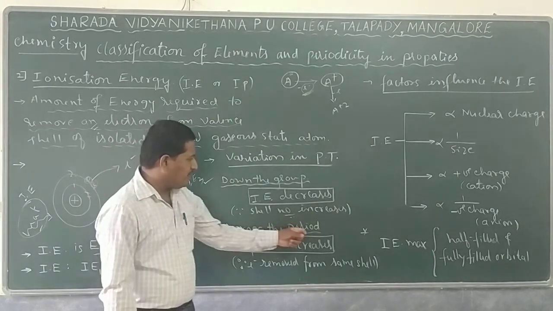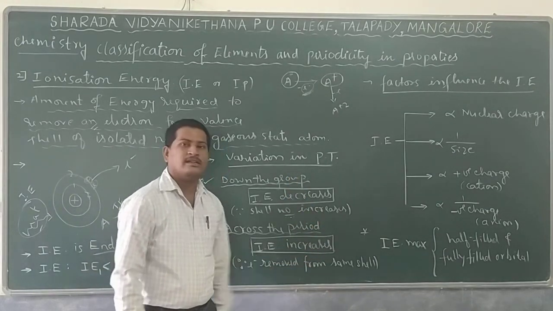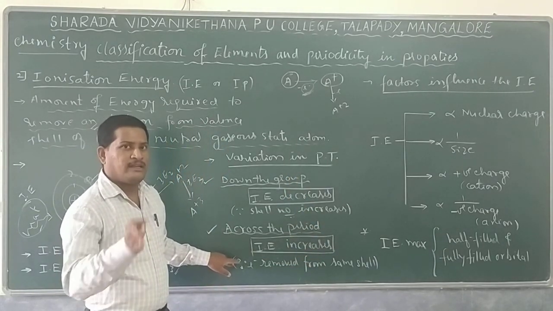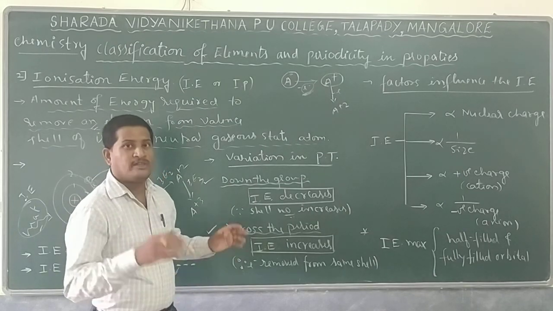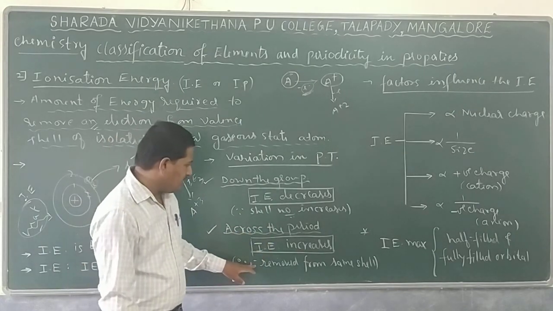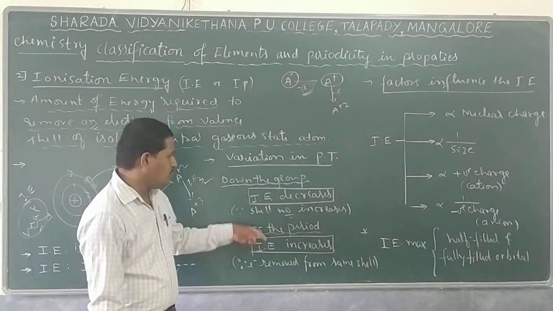But across the period, from left to right in the periodic table, ionization energy increases because the shell number does not increase. Electrons are added to the same shell, and nuclear charge is going to be more. As a result, the force of attraction between the nucleus and the valence shell electron is more. As a result, across the period, ionization energy increases. So this is the point that should be noted.